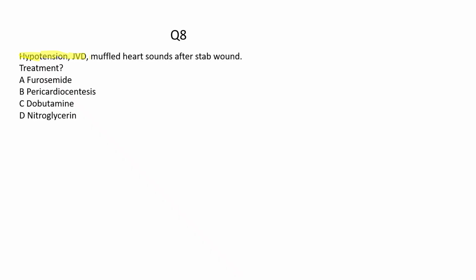As soon as you put in muffled heart sounds, this becomes Beck's triad, okay? Beck's triad is literally hypotension, JVD, and muffled heart sounds. And that's after a stab wound. So what's the treatment? The treatment is pericardiocentesis.